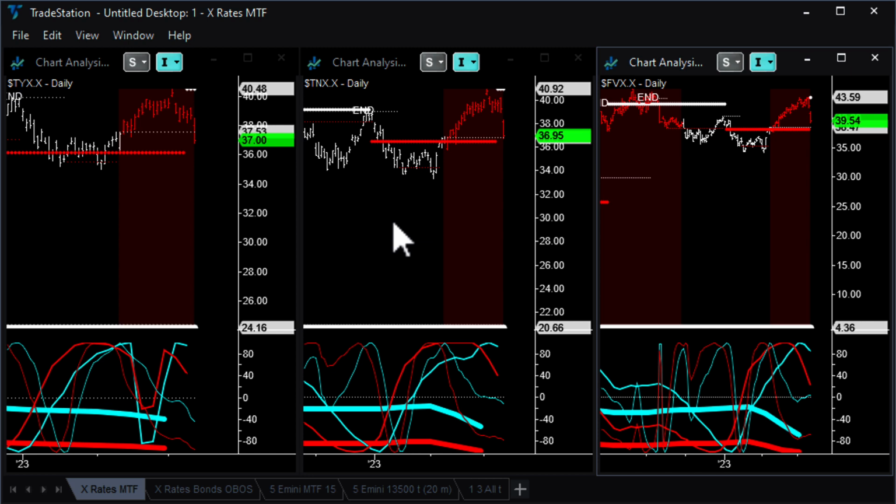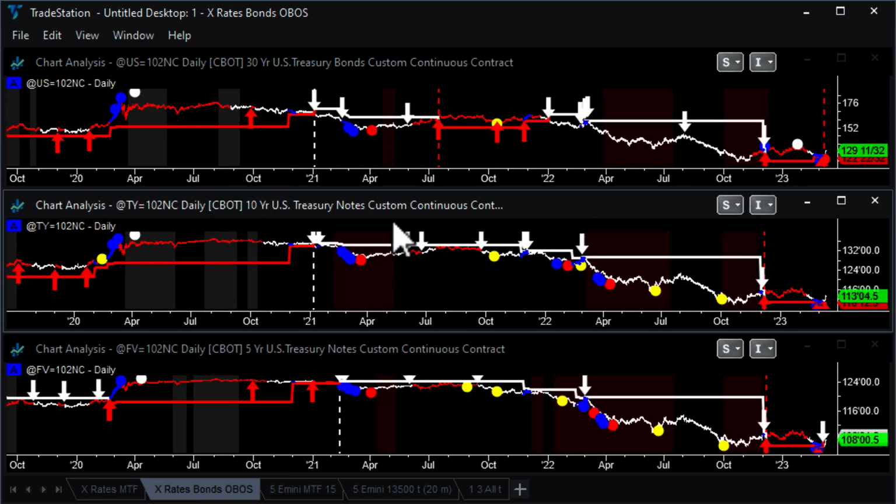Having looked at rates, let's look at the bonds themselves. So if rates have maxed out and gone all the way up and they're likely to come down, we see the inverse with bonds. So bonds are coming all the way down and starting to turn and rally. And so here we've got 3 different charts looking at the 30-year, the 10-year, and the 5-year, looking at the bond futures themselves.